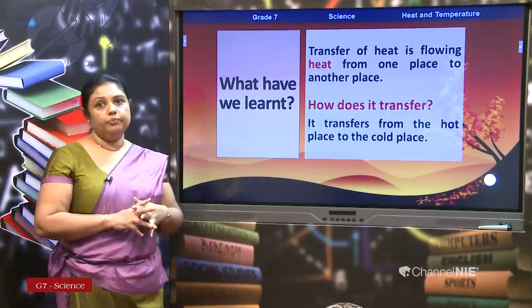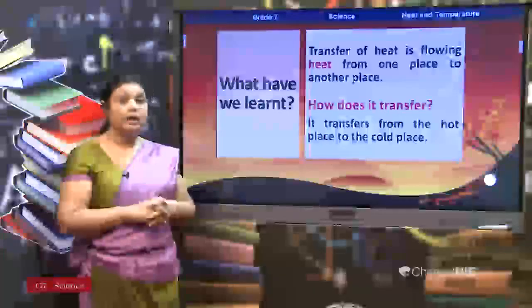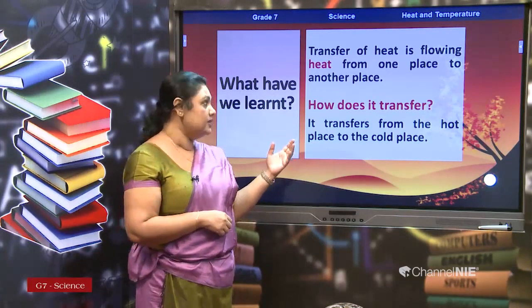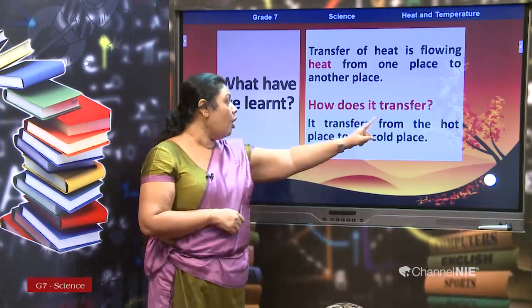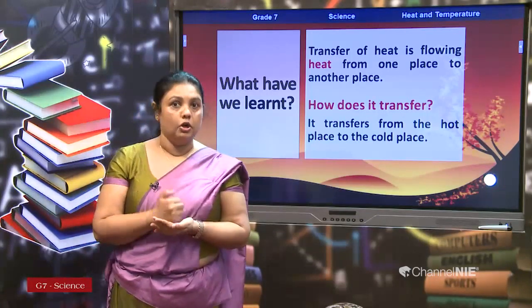Now, we see what we have learned from here. Transfer of heat is flowing heat. What is transferring heat? It is flowing heat, moving from one place to another place. You know, we always talk about transferring food, transferring other goods, that means transferring means moving. It is moved from one place to another place. So, transferring of heat is moving heat from one place to another place. There is a question now. How does it transfer? It transfers from the hot place to the cold place. Always energy is more in the hot object, hot place.